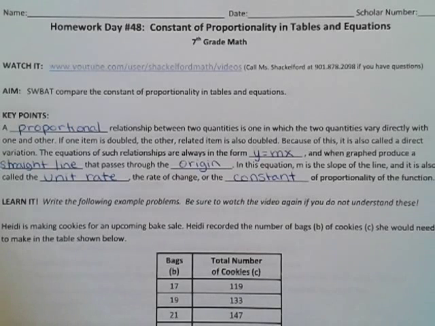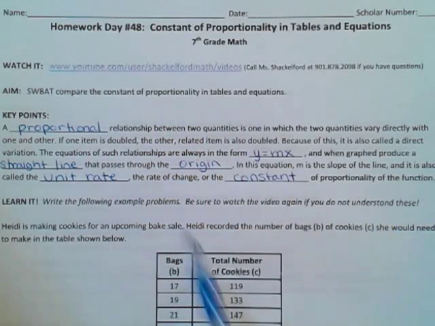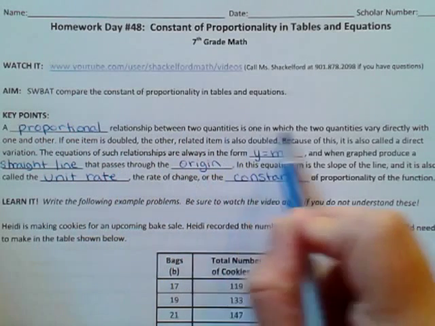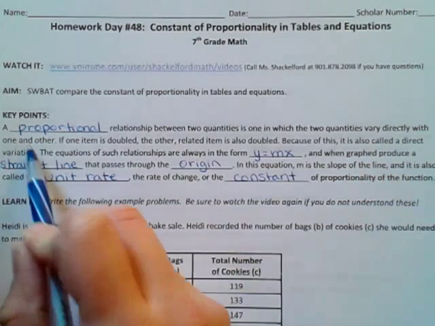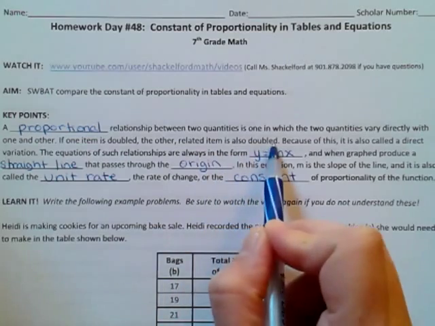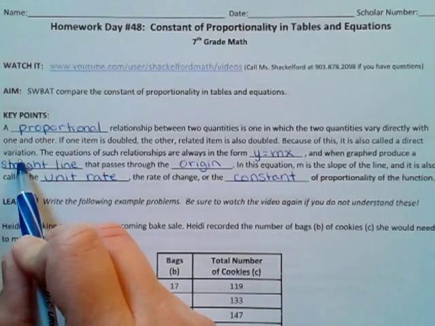Today's aim is that students will be able to compare the constant of proportionality in tables and equations. Let's look at some vocabulary and key points to start with. A proportional relationship between two quantities is one in which the two quantities vary or change directly with one another. If one item is doubled, the other related item is also doubled.